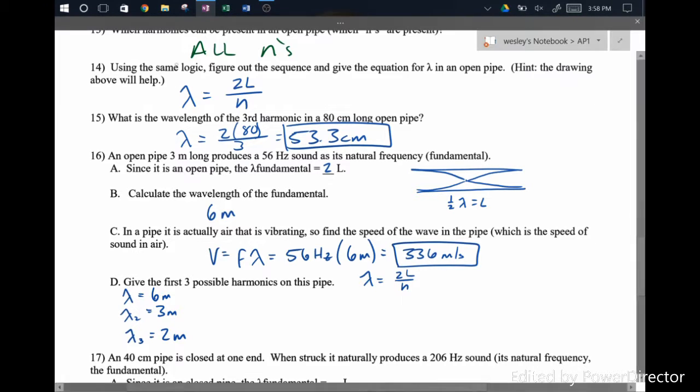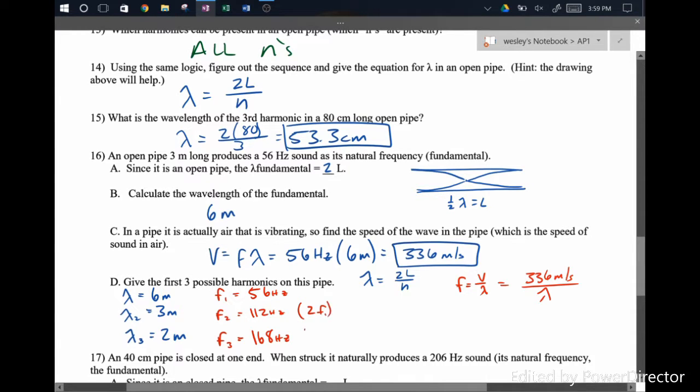And to get the frequency, that's velocity divided by the wavelength. So we're going to take our velocity of 336 meters per second and divide it by each one of those wavelengths. That makes frequency 1, what we saw, 56 hertz. Frequency 2 is going to be 112 hertz. And frequency 3 comes out to be 168 hertz. And as we do that, that's twice frequency 1, and this is 3 times frequency 1.